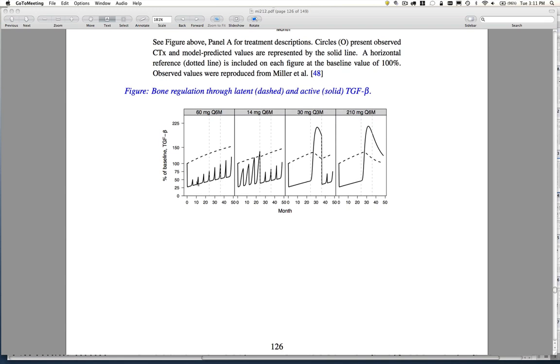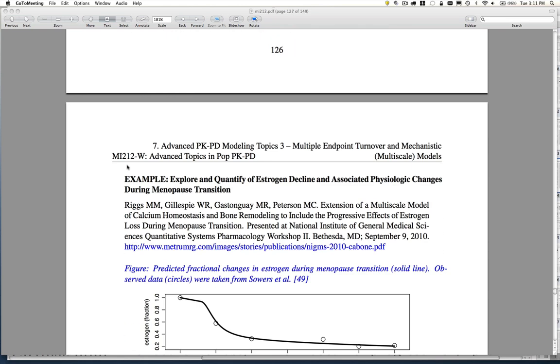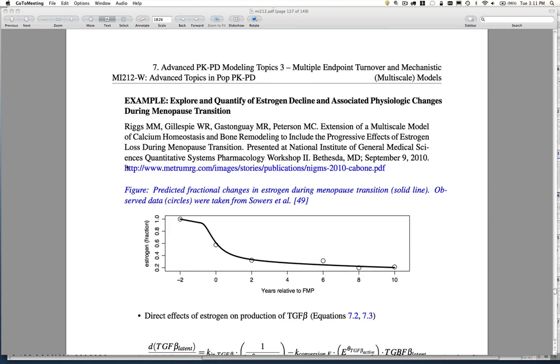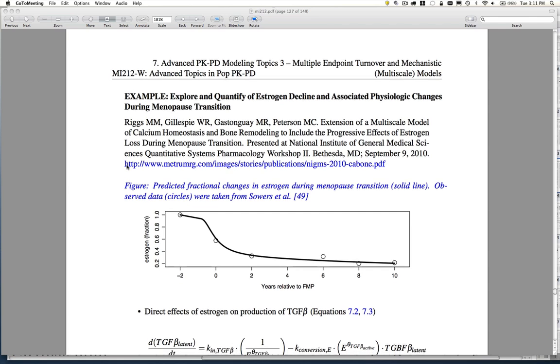And so again, this is where having a model that describes the entirety of the system not only helps you describe the system, but also helps you understand why those changes are potentially occurring.